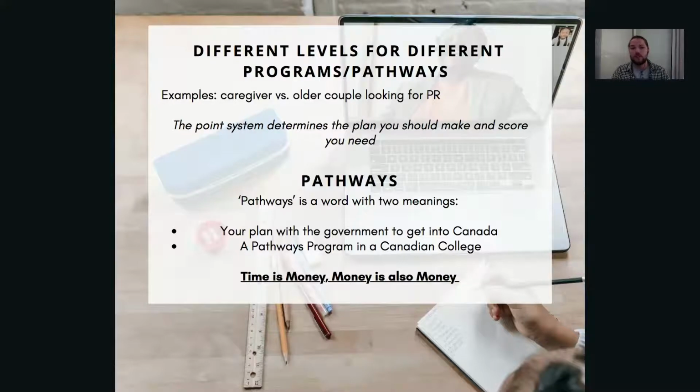Let's look at the example that I have above here, where I'm saying we have a caregiver compared to an older couple looking for PR. Neither of these people need a pathways program. They're not trying to go to college. One is trying to go to work. The other couple is looking for permanent residency. We do not need a college to achieve these purposes. The caregiver program is available right now as a government plan, a government pathway. The IELTS score that you need is between 3.5 and 4. So that's not a competitive score.